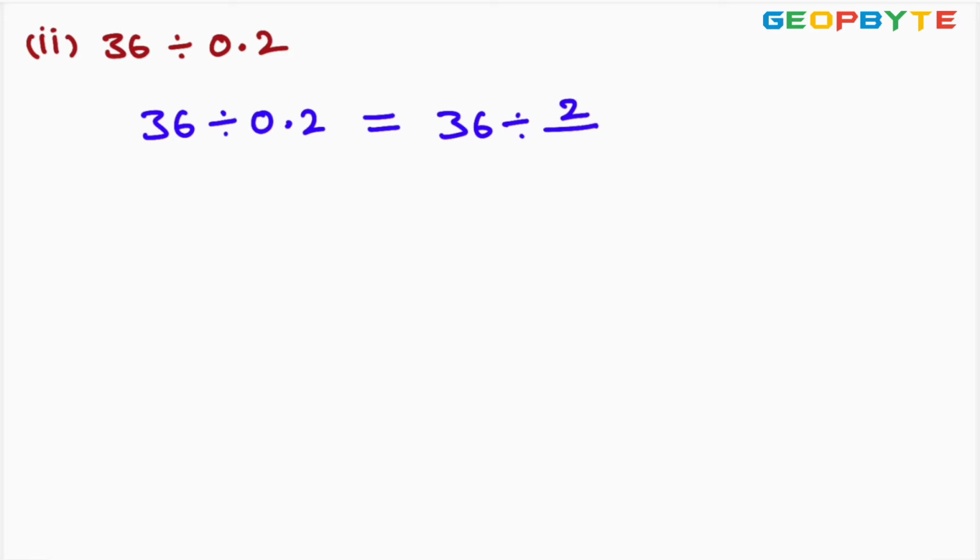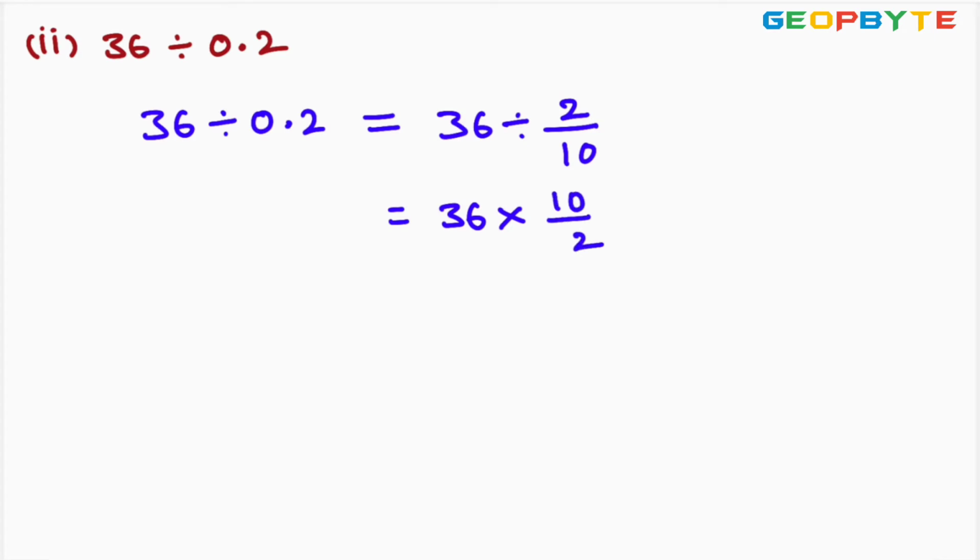36 divided by 0.2. We have 36 divided by 0.2, which is equal to 36 as it is, divided by 0.2. From 0.2 we need to eliminate the decimal point. In order to remove the decimal point, we need to divide with 10. Why? Because after the decimal point we are having only one digit. So we will be getting 2 by 10, which is equal to 36 into the reciprocal. The reciprocal is 10 by 2.